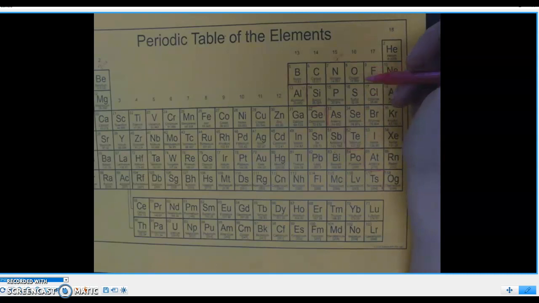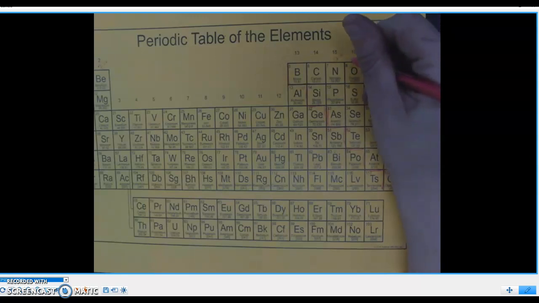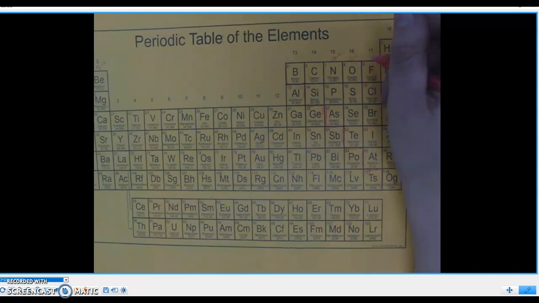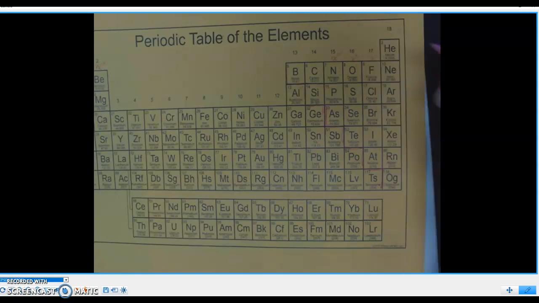Nonmetals in group 16 have 6 valence electrons, so they would gain 2 more to get to 8, so we'd get a 2-, and then group 17, 7 valence electrons. Nonmetals gain, we'd gain 1 more, so we'd have a -1 charge.